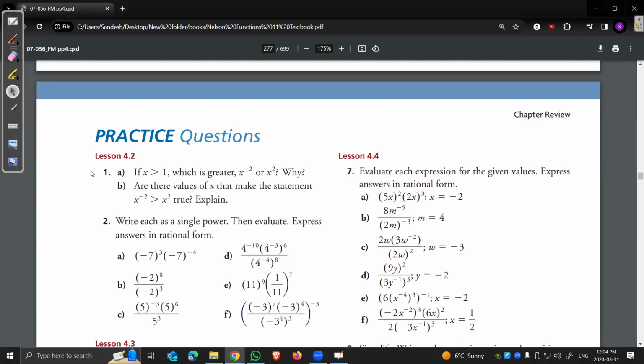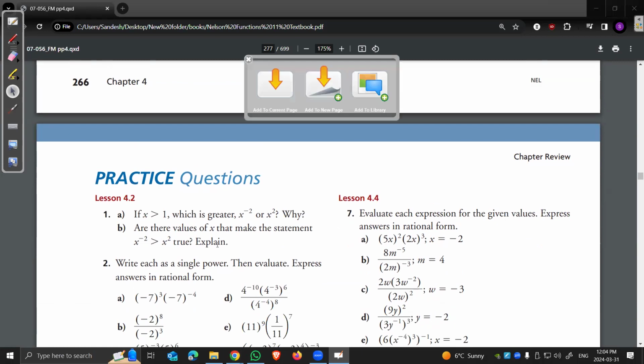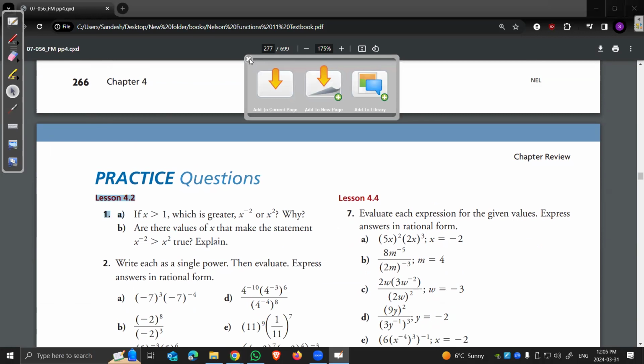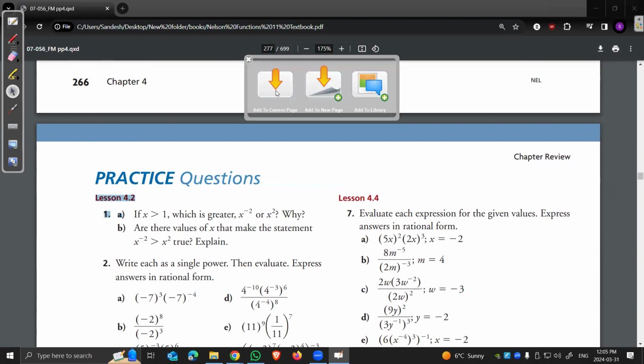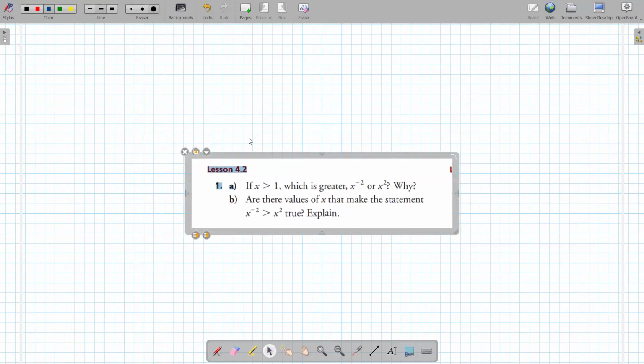All right, let's start with some exponents, which will kind of tie into the whole radical thing. There's nothing from 4.1. All right, let's look at 1a.